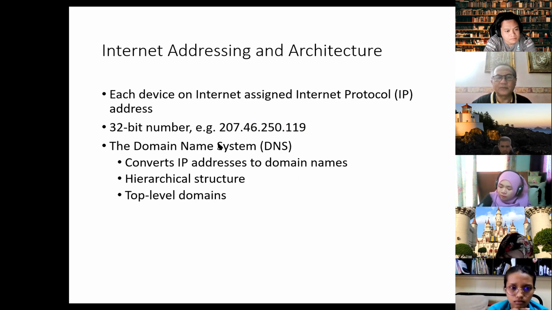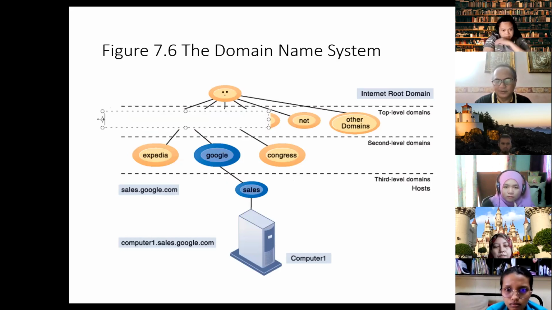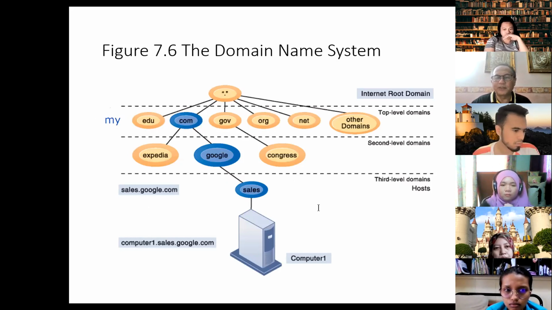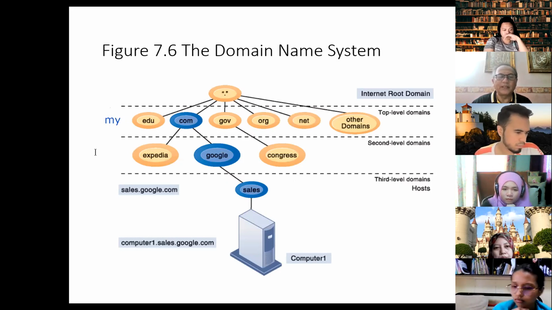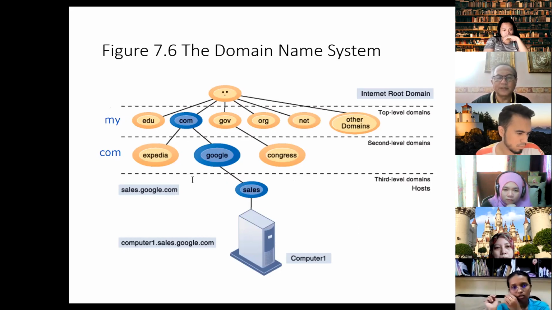So this is the domain name. We have the internet root domain, which is dot, and then we have .edu, .com, .gov, and also .my. .my is a top level domain. The second level domain will be .com.my. And then we have the third level domain, which is the host. So this is how the internet domain is hierarchical.